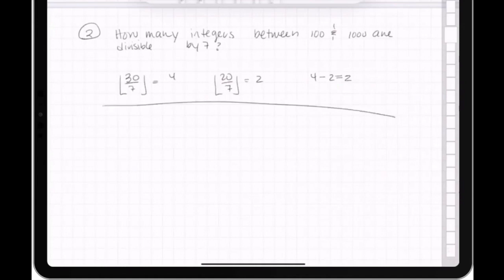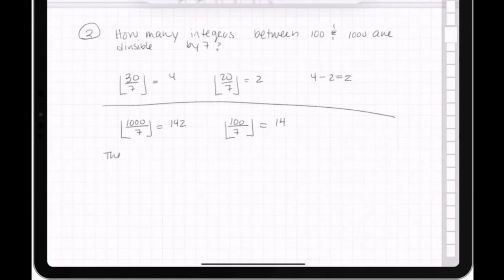So let's do the same for 100 and 1,000. So 1,000 divided by 7, find the floor of that, and 100 divided by 7, let's find the floor of that. Tell me what you guys find. Otherwise, I guess I can pull out my calculator. 1,000 divided by 7 is 142 and change. So the floor of that is 142. And then this one should be 14.